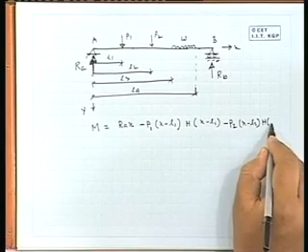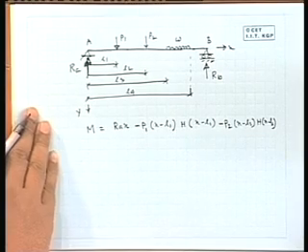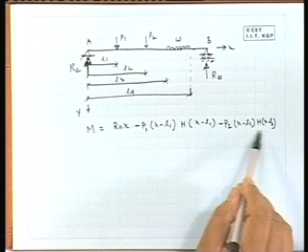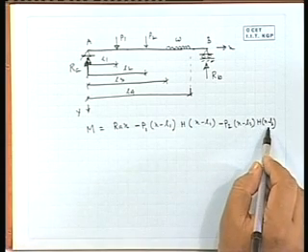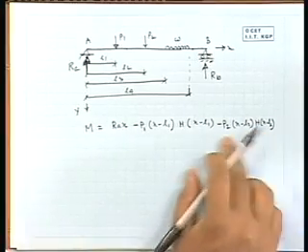Similarly, if I take the second load, it is basically P2, not P1. So, it will be P2 into X minus L2 times H of X minus L2. So, there is another unit step function, that is X minus L2. So, if it is less than L2, this part will be 0 and this part will not be there. But if you cross that, it will be there.